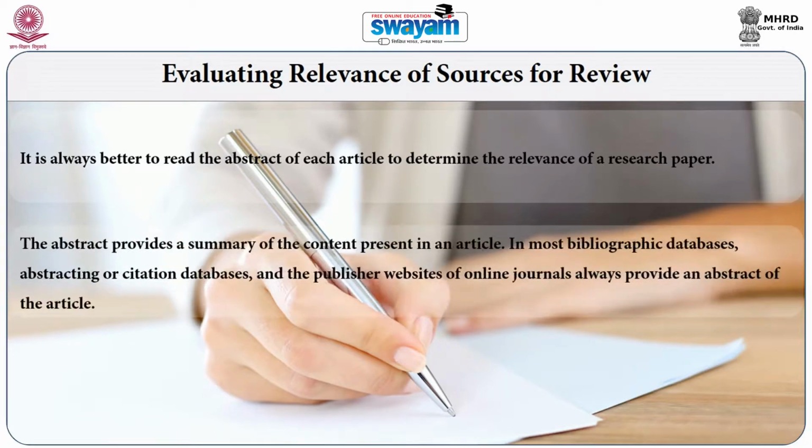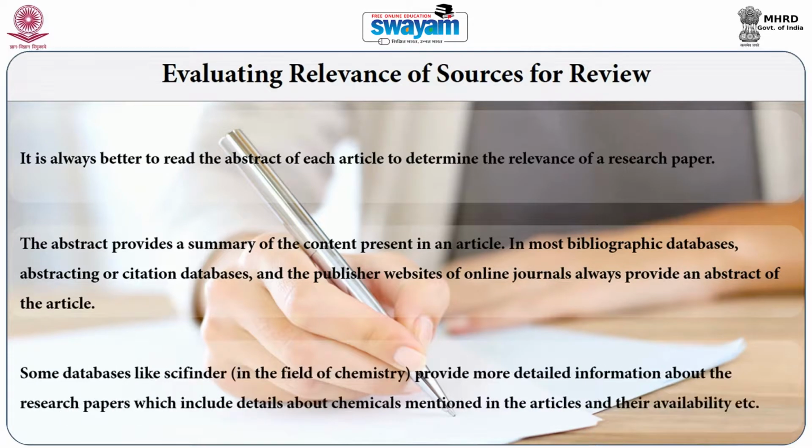Basically, the abstract provides a summary of the content present in an article, and most bibliographic databases, or abstracting and indexing databases, or citation databases always contain those abstracts, and they are available freely on different publishers' websites in full text. And some databases like SciFinder in the field of chemistry also provide much more detailed information about the research paper, with the different chemicals that are mentioned in that research topic.